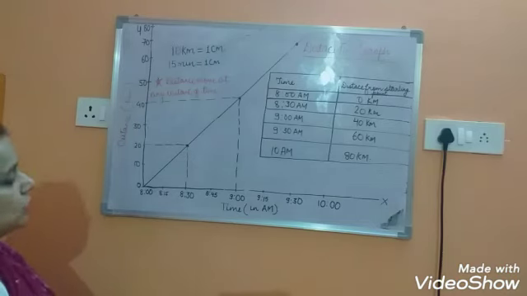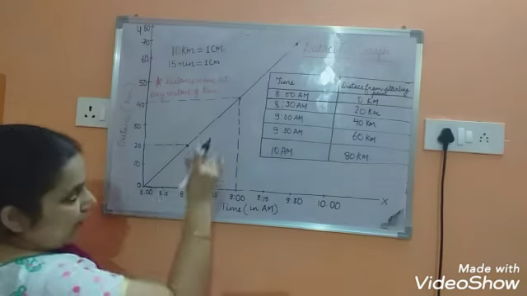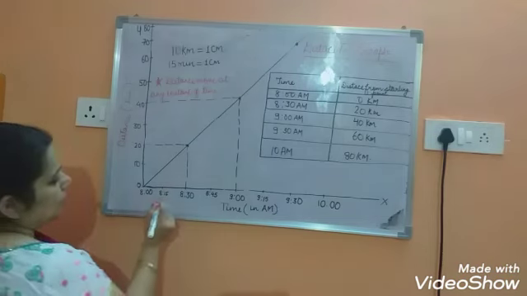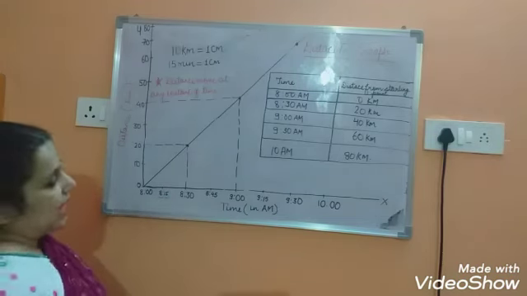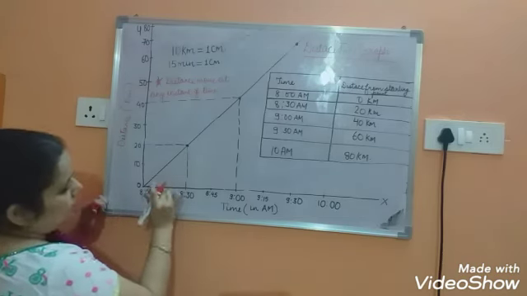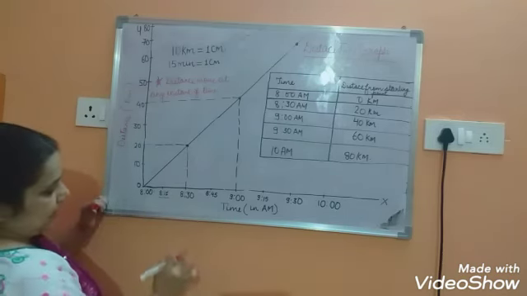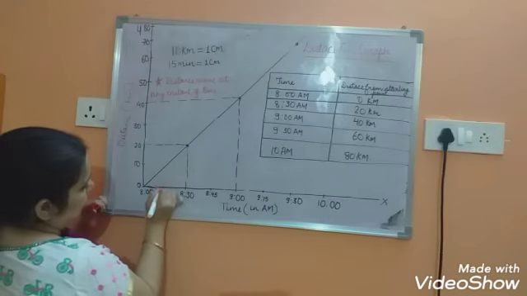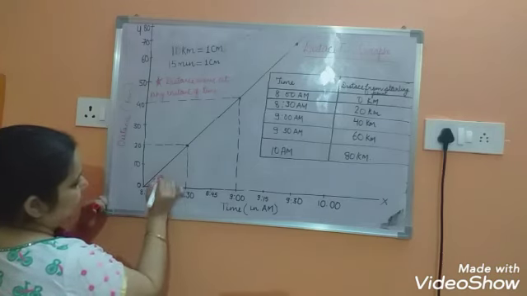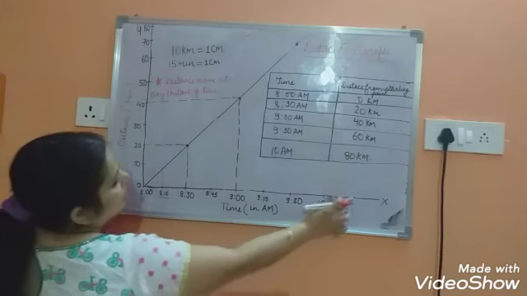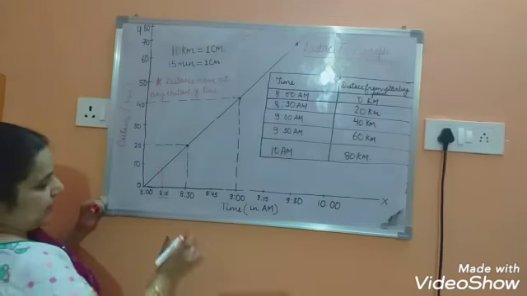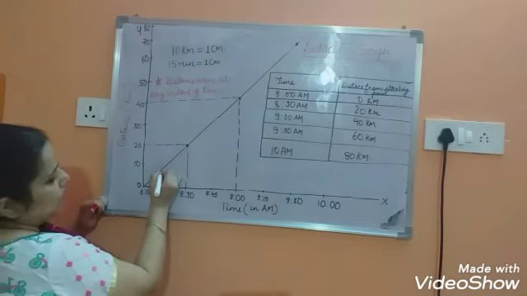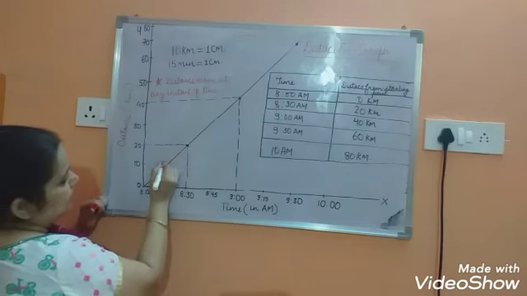Suppose I want to know the distance moved by this object at 8:15 am. Simply, I will draw a line perpendicular to the x-axis from 8:15, and this line will intersect the straight line. Suppose it has intersected it at point T.